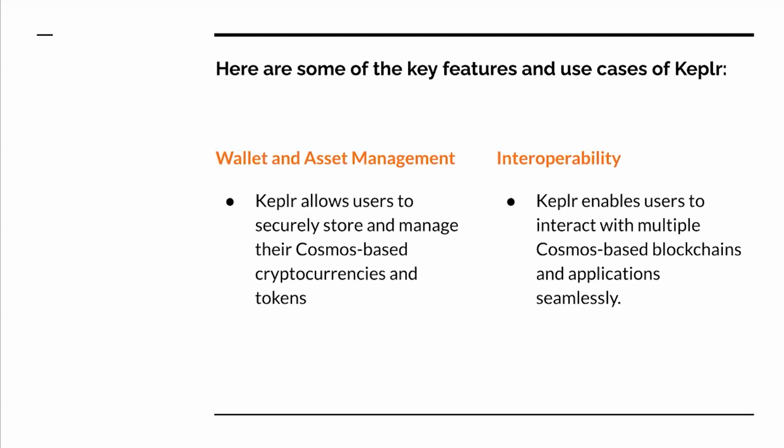The second one is interoperability. Keplr provides users with a seamless experience to interact with multiple blockchains and applications within the Cosmos ecosystem. It streamlines the process of switching between different chains, ensuring a unified environment for managing assets and participating in the various decentralized applications on the Cosmos network.